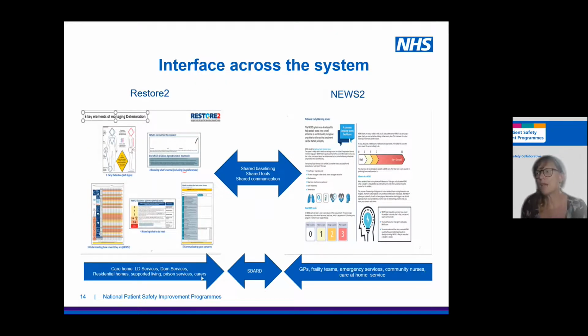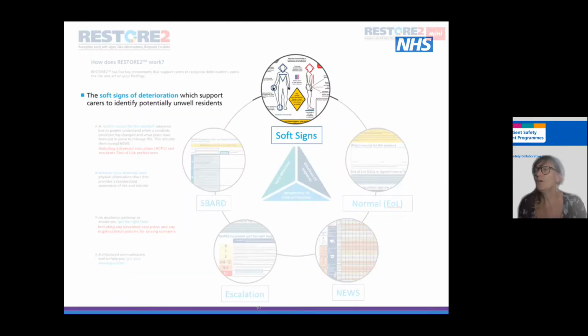So thinking about the interface between Restore2 and News2 in terms of primary care and care homes, these are the tools, and we go through them individually in a moment, that would be used in your care homes. Whereas in primary care, you'd be looking at the News2 scores and how it's escalated towards you via the SBAR. And we'll look at that more in detail, but this gives you an overview of how that communication would work across your service.